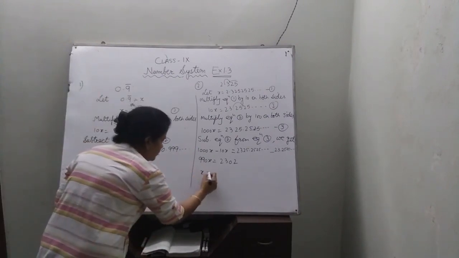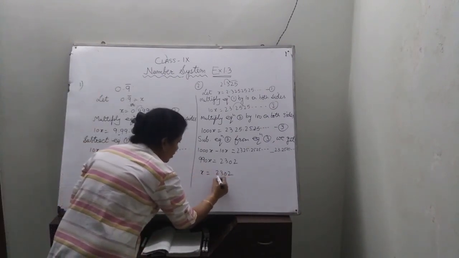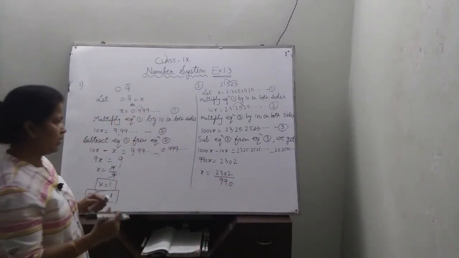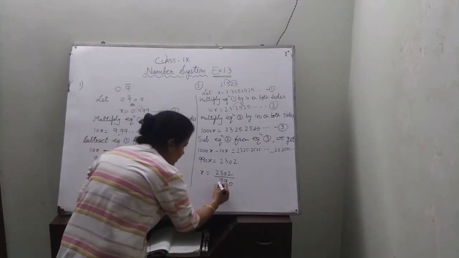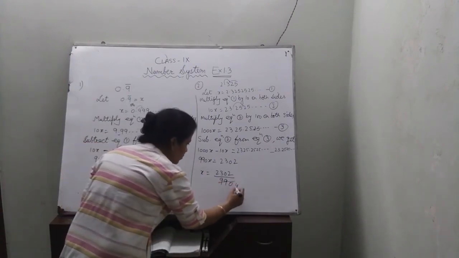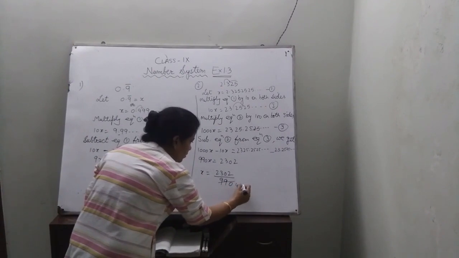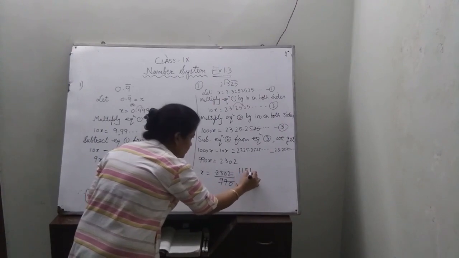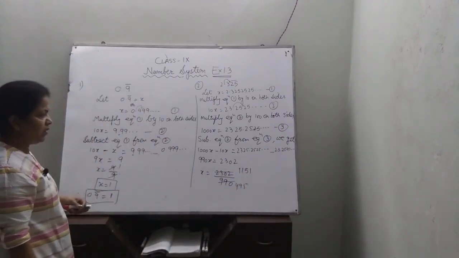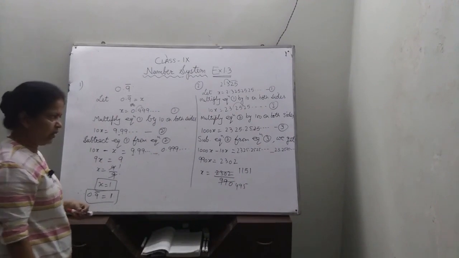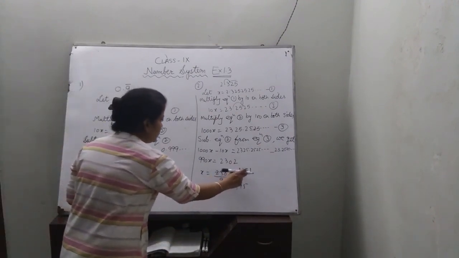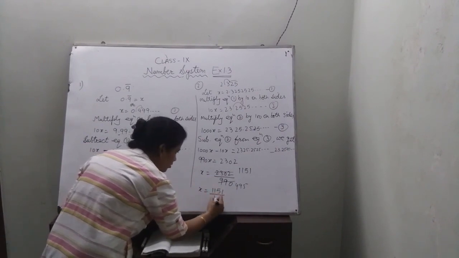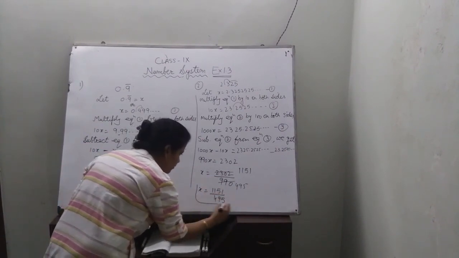Now x equal 2302 upon 990. अगर ये cancel होता है, then cancel it. You can cancel it with the 2. If you can cancel it further, you have to cancel it. So here you are not able to cancel it. So this will be the answer.